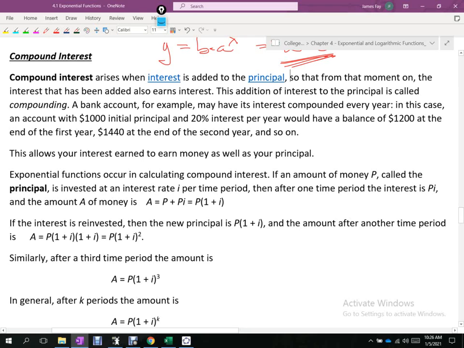Okay, so for instance, let's say we have an account, we put $1,000 in it with an interest rate of 20%. If you ever find an account that has an interest of 20%, come find me and we'll go rob everybody that we know and we'll invest it all in that account. Because that is ridiculous.